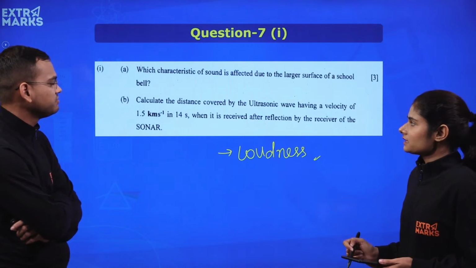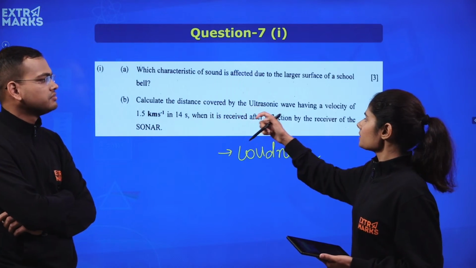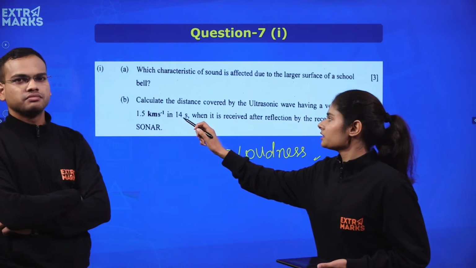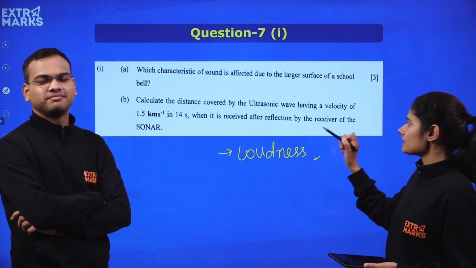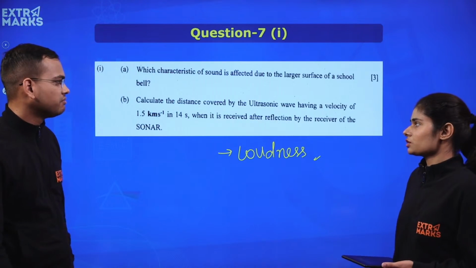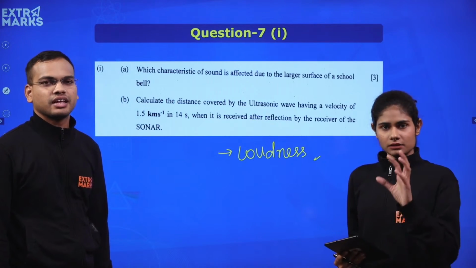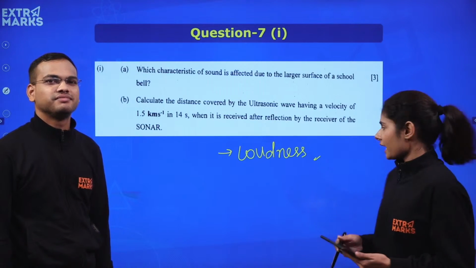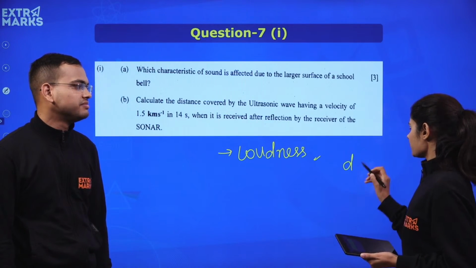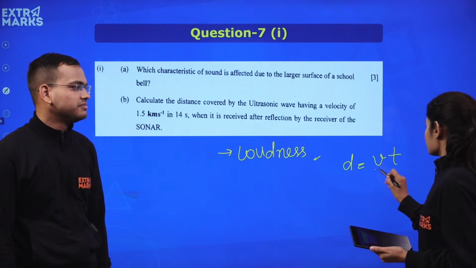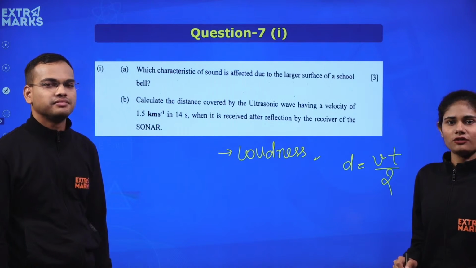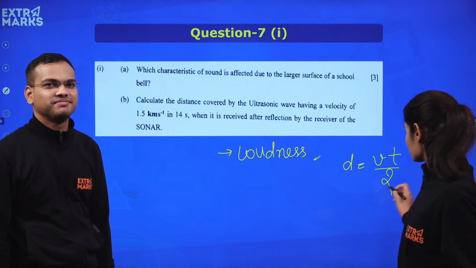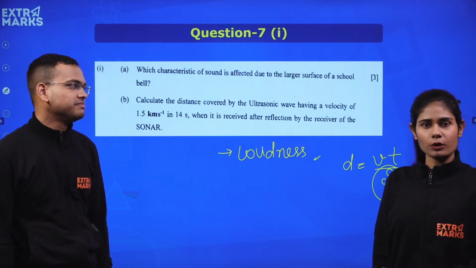Now let's calculate the second portion. The distance covered by the ultrasonic wave having a velocity of 1.5 km per second in 14 seconds when it is received after reflection by the receiver of the sonar. See, you might make a mistake over here: you can take the sonar and write that the distance is here and we can always get the same equation for the sonar itself, right? It was the same equation, but here is the main mistake you can make: you shouldn't be dividing it by 2.